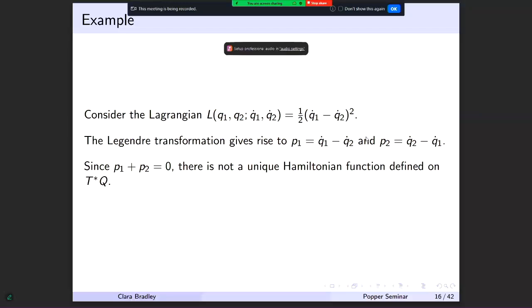And what this means, because we have this restriction on these momentum variables, it turns out there's not a unique Hamiltonian function defined on all of cotangent space, because we don't have that these variables are independent of one another. And so it's not clear initially how one would think about the Hamiltonian way of formulating these theories.